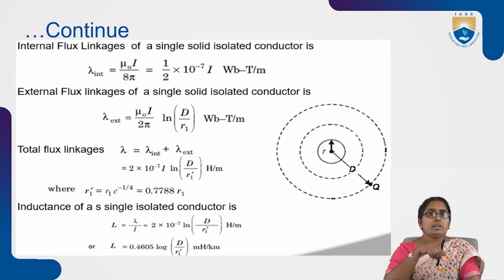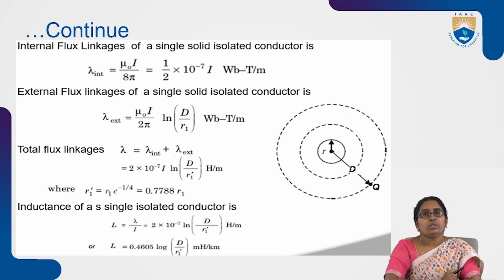Finally, summarizing the previous points, internal flux linkages of a single solid isolated conductor is given by psi int, which is nothing but mu naught I by 8 pi, which is 1 by 2 into 10 power minus 7 I Weber turns per meter. Next, external flux linkages of a single solid isolated conductor is psi x equal to mu naught I by 2 pi into log of capital D by R1, that is the external.